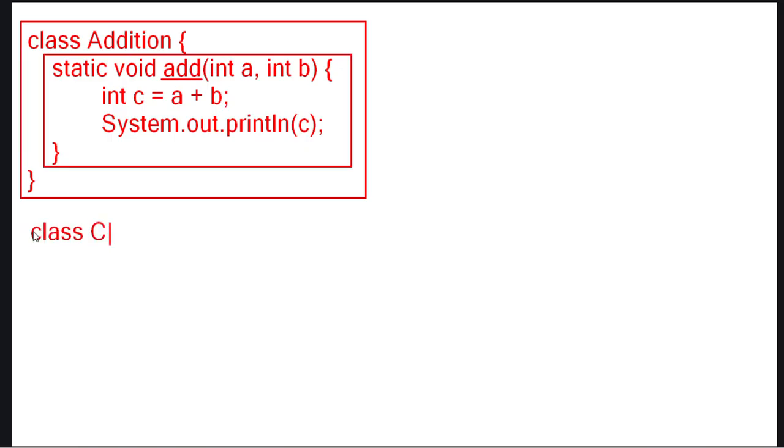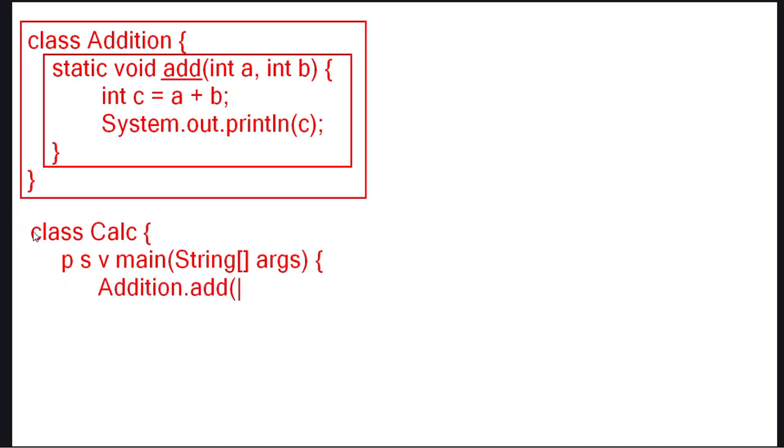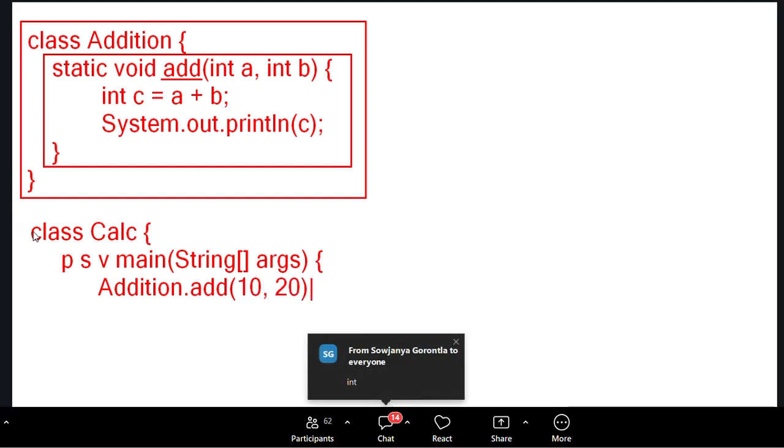Now I am creating class Calculator, public static void main of String array args. Inside the main method, I have written Addition.add of. Tell me, the add method has 2 parameters, so I should pass 2 values. What type of values do I have to pass? Int type values. I am giving 10, 20. Now close this main method and close this class.